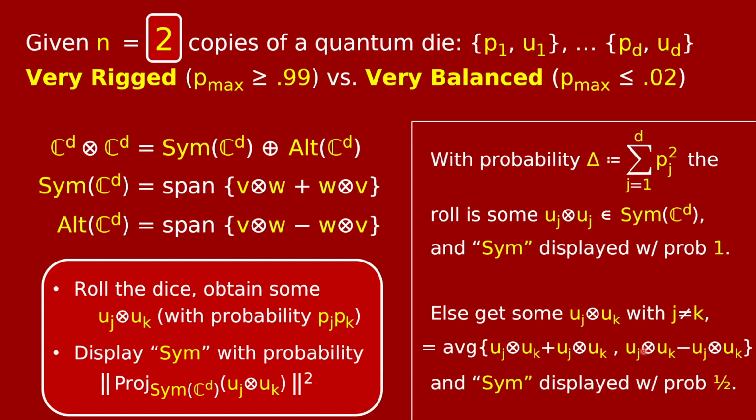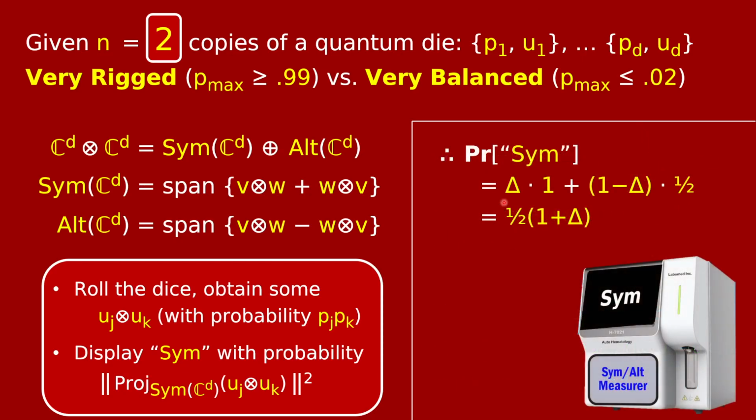So putting this together, the overall chance that your measuring device will show sim is delta times 1 plus 1 minus delta times a half, which rearranges to a half times 1 plus delta. So this is what we'll remember. And then, of course, the probability it shows alt is just 1 minus this, which is a half times 1 minus delta.